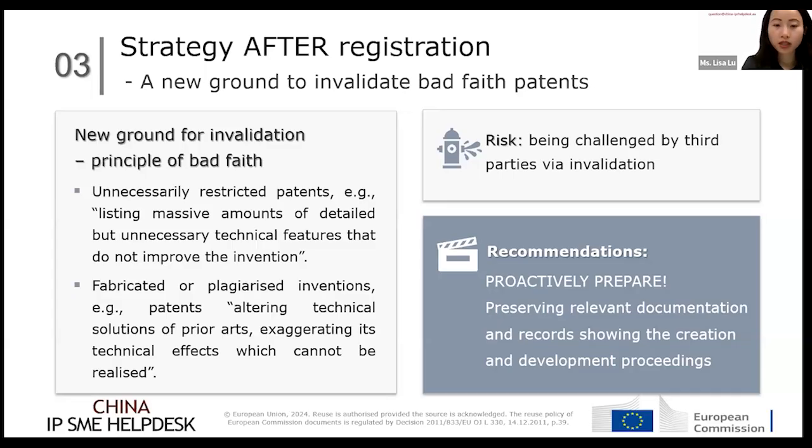For European SMEs as patentees, it's good news that you can invalidate other bad-faith patents. But don't forget that you also face the risk that your patent will be challenged by a third party on very similar grounds. So we recommend you prepare beforehand. What to prepare? You should preserve the relevant documentation and records showing the creation and development process of your invention, so that when others challenge it as bad faith or a copy of prior art, you have the proof and evidence to defend yourself.